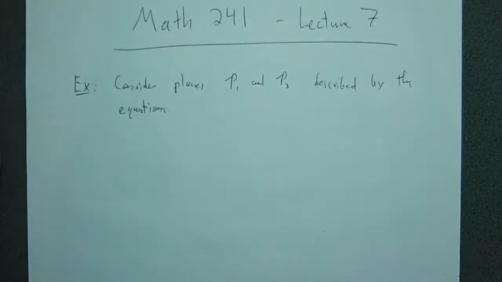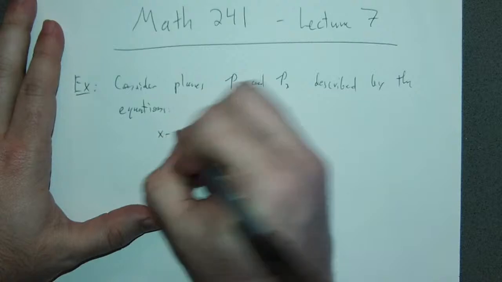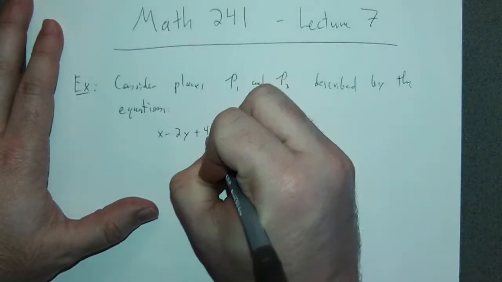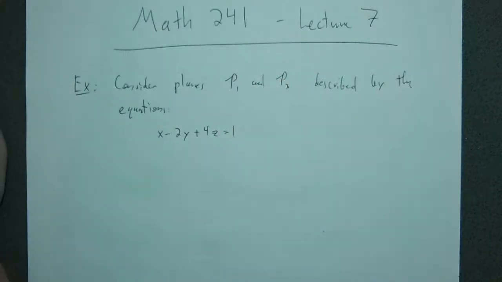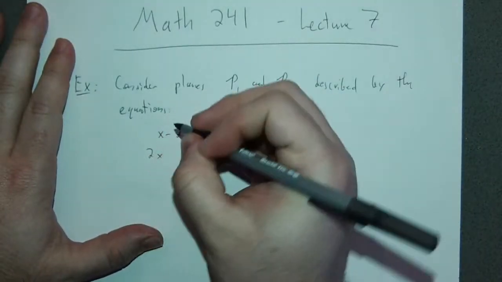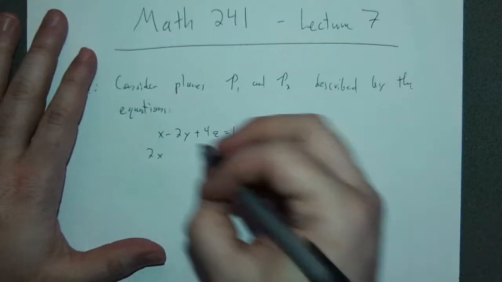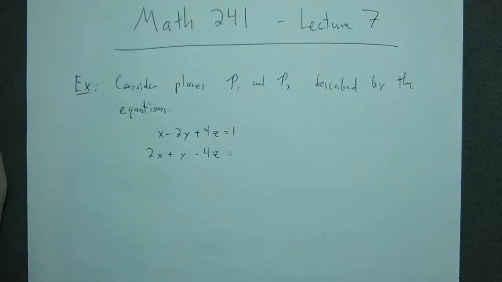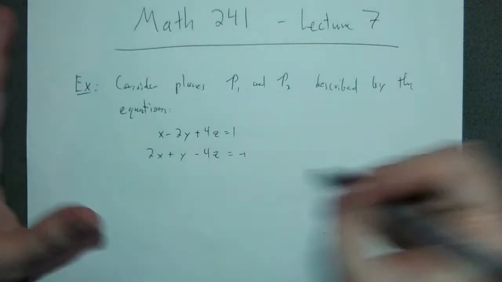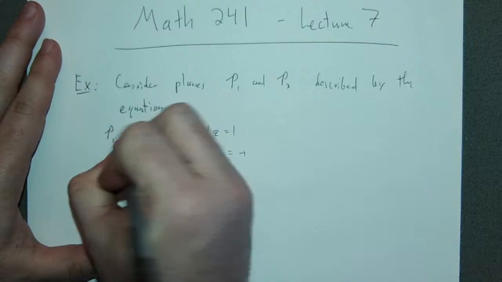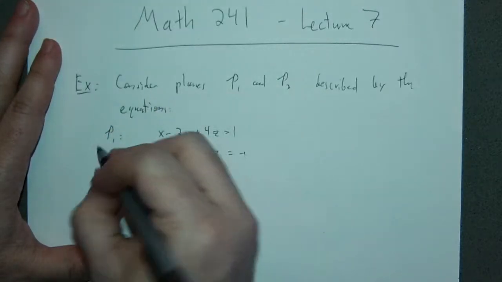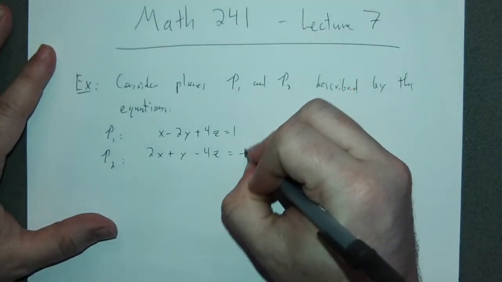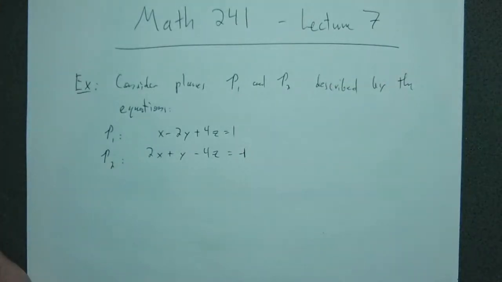Let's say x minus 2y plus 4z is equal to 1, and 2x plus y minus 4z is equal to minus 1, respectively. And so you'll see it written like this. The equation for P1 is this first one, and the equation for P2 is this second one. So here are two equations that describe these planes.